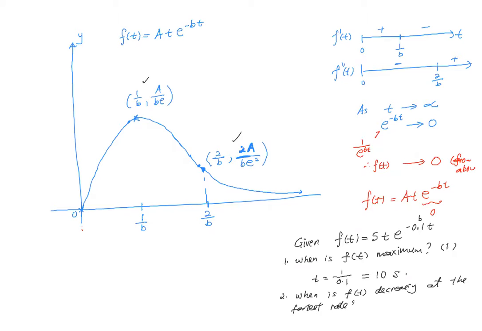Okay, so what is my answer? T equal to 2 over b. That is 20 seconds. That's it. Do you see the importance of it? Okay. So all this information. So this is my y equal to a t e to the power negative bt.